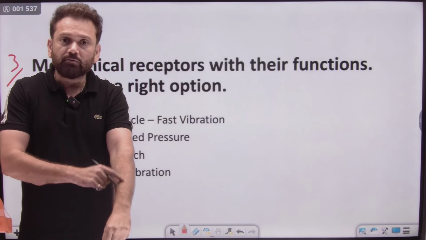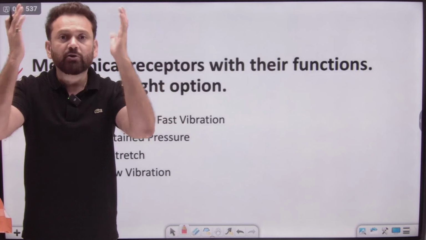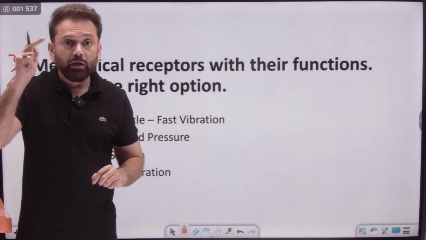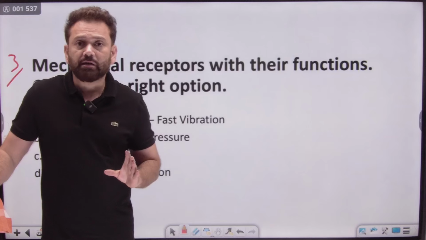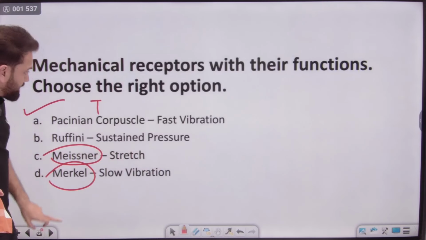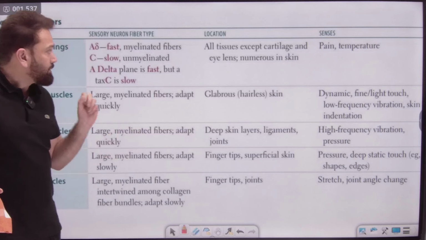So the first point is what? Receptor, then afferent, then ascending pathway, then thalamus, and then cortex. So this is the pathway. Now from receptor, again I am telling you, maximum questions are coming, and it is a very simple table. If you know this table, you can solve maximum questions.